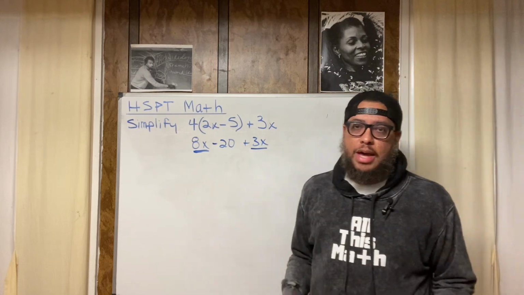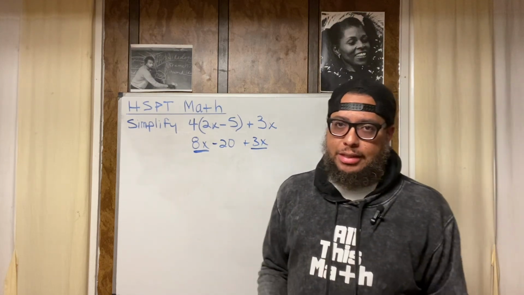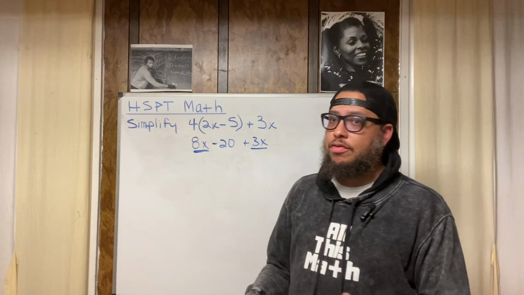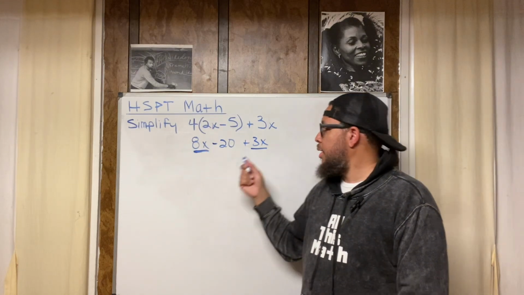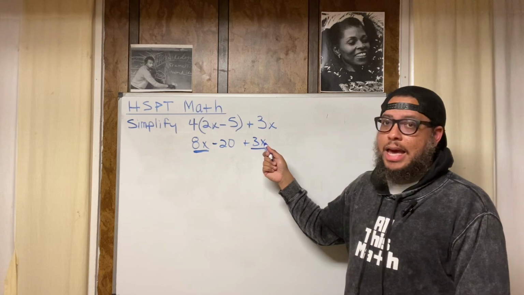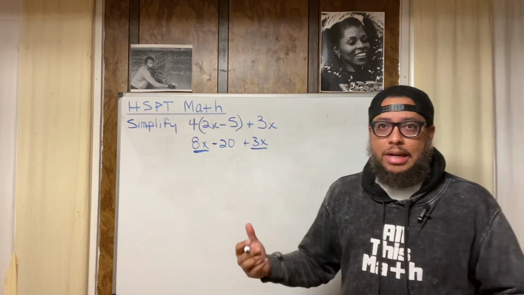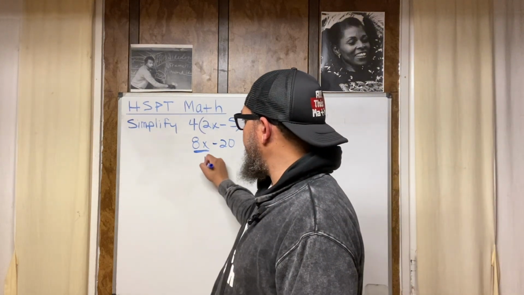How many x's do you have altogether? Now you got 11 x's. That's how many x's you got altogether. You had 8 of them. The coefficient 8 tells you how many x's you got right here. This coefficient 3 tells me how many x's I got right here. Altogether, you got 11 of them. So it means you got 11x.